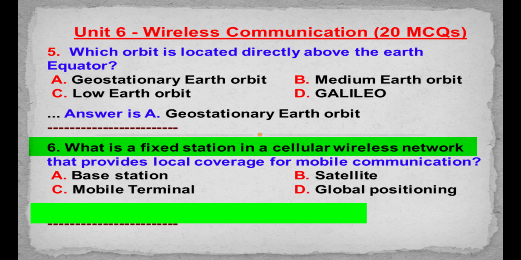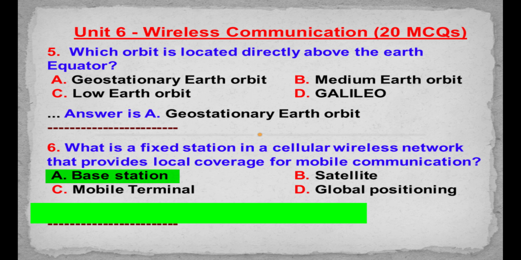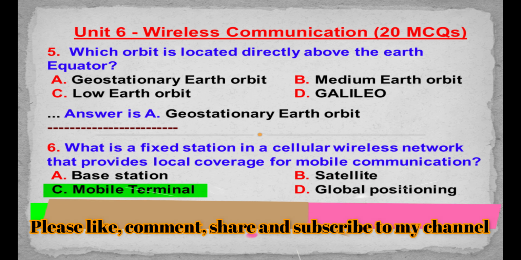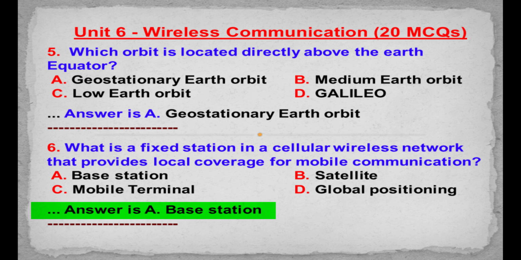MCQs number 6. What is a fixed station in a cellular wireless network that provides local coverage for mobile communication? Option A, base station. Option B, satellite. Option C, mobile terminal. Option D, global positioning. Correct answer is option A, base station.